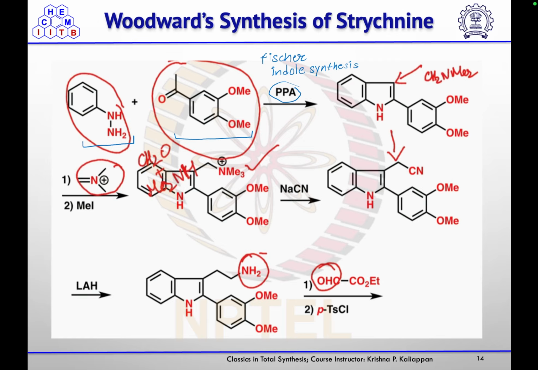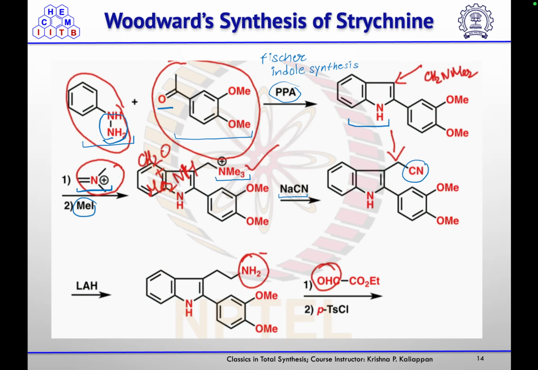So this reaction he used here: phenyl hydrazine on reaction with this ketone will give you indole. Then he wanted to do the Mannich reaction. For that purpose, he treated formaldehyde with dimethylamine to get this Mannich salt. And this on reaction with the indole at the 3 position, and then treatment with methyl iodide, will give you this quaternary ammonium salt. That is a very good leaving group. So they used sodium cyanide for the SN2 substitution, so substitution will happen and you will get this cyanide.